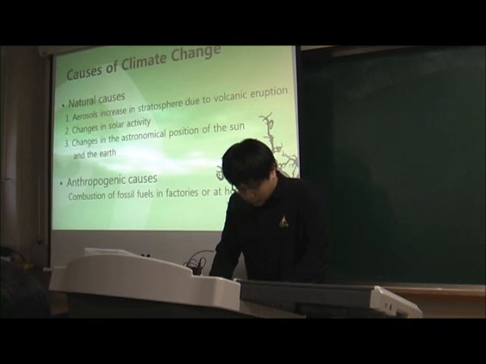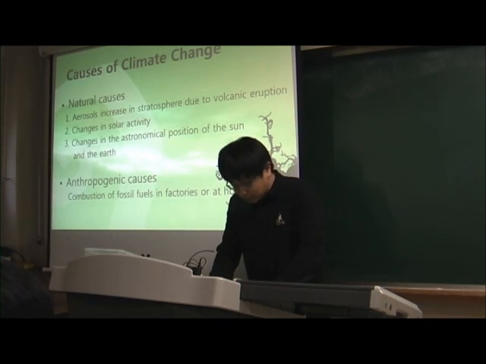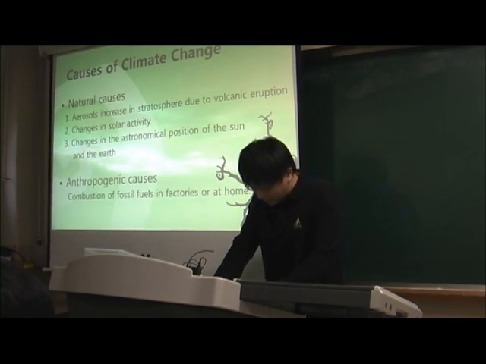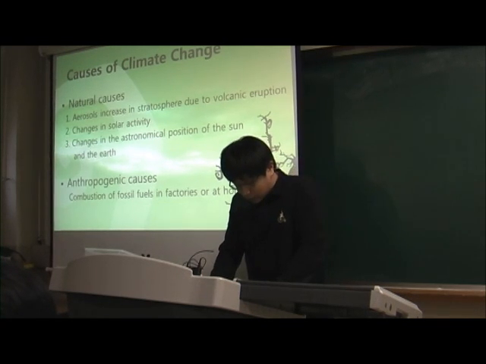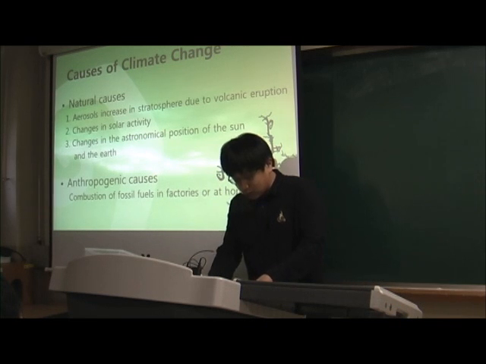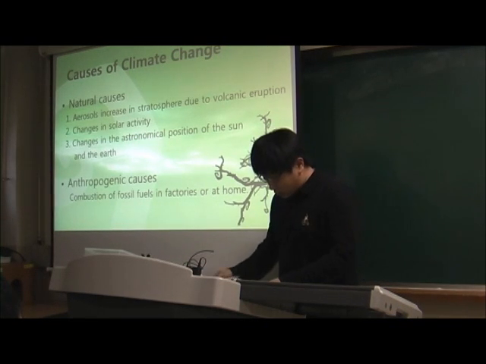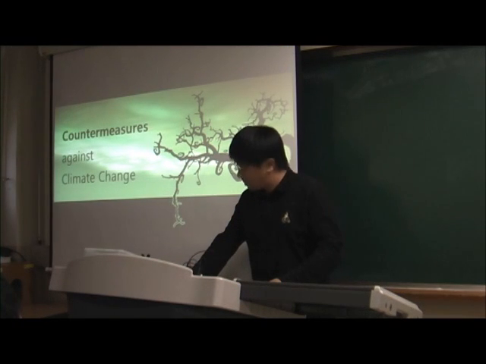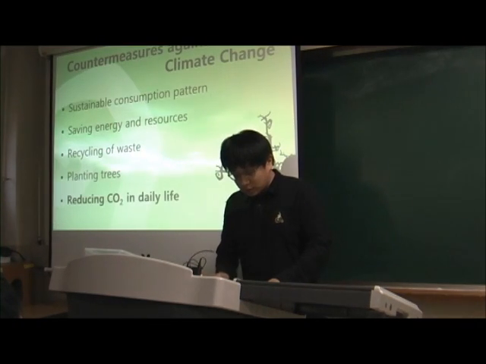Anthropogenic causes. It was since the mid-18th century, the beginning of the Industrial Revolution, that human activities began to massively affect the global climate. The activities like the usage of fossil fuels in factories and houses produce greenhouse gases and aerosols that affect the air components. This results in the increase in the greenhouse gases and reflection of solar radiant energy and optical change of cloud. And countermeasures against the climate change.